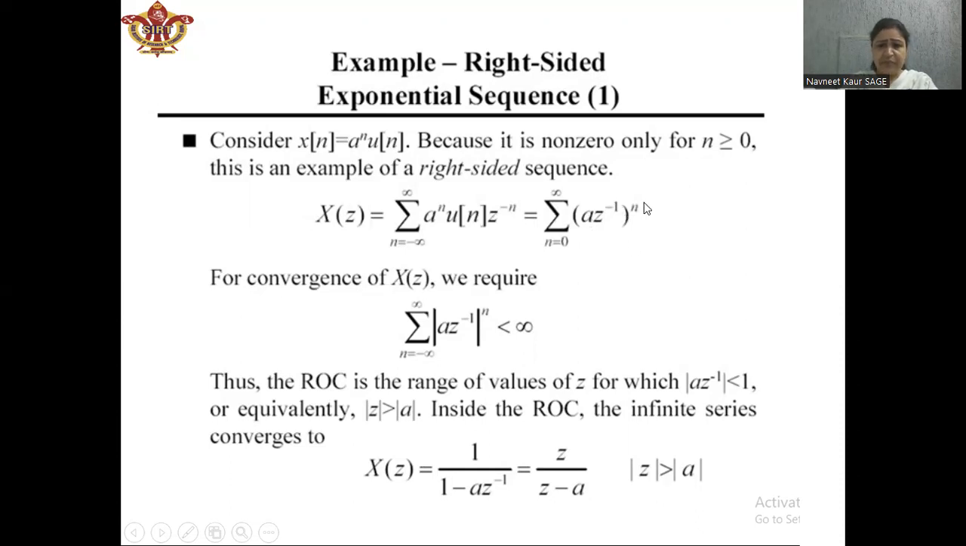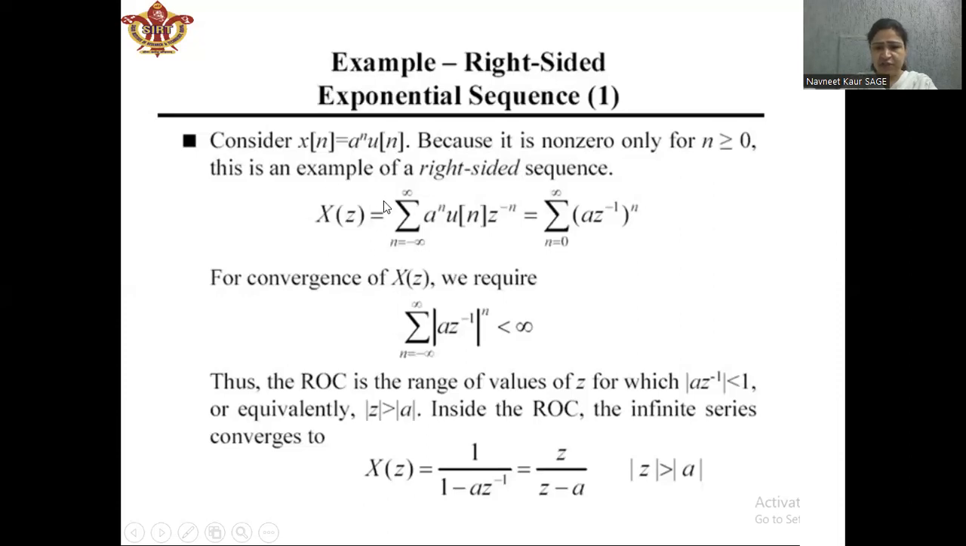Now, if I consider this sequence and put values of n as 0, 1, 2, 3 till infinity, I'll see that I get an infinite geometrical progression. Here the first term is obtained when I put n equal to 0, so I'll get 1. Then I'll put n equal to 1, I'll get the second term, which is a z inverse. When I put n equal to 2, I'll get the third term, (a z inverse) raised to power 2. So the common ratio for this geometrical progression will be a z inverse.